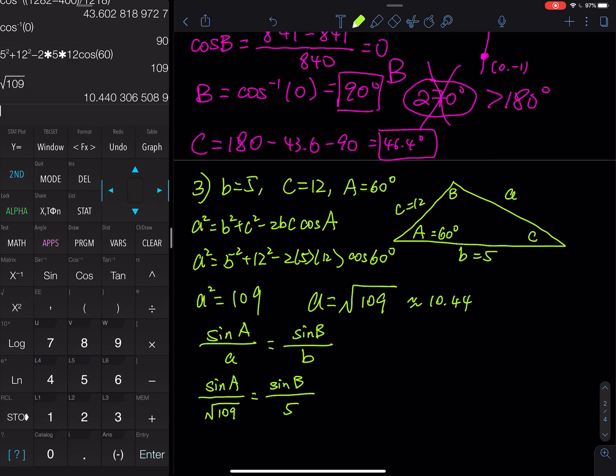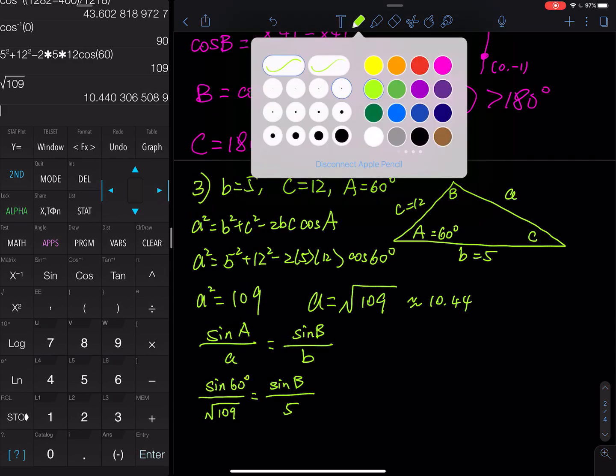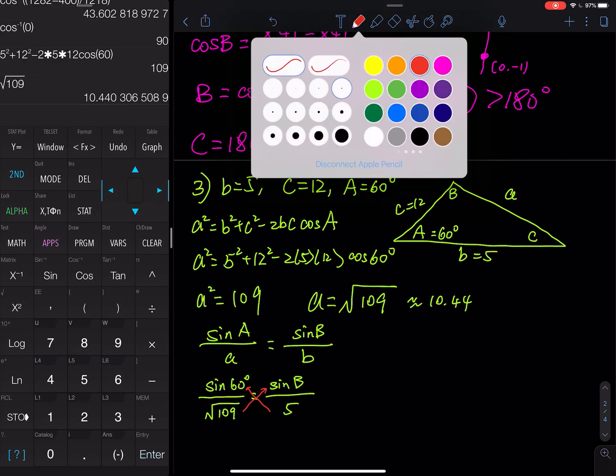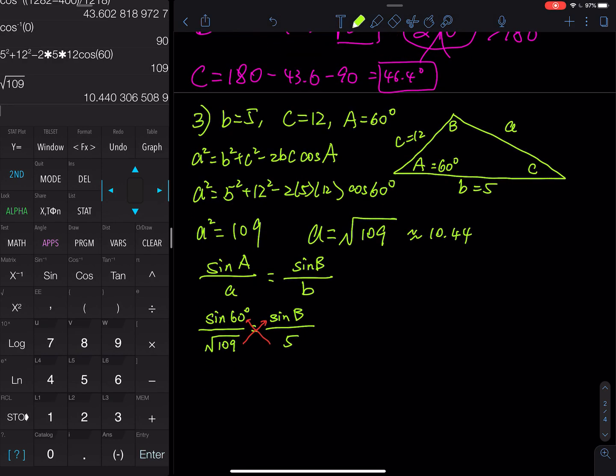Oh, I forgot to put the angle measurement, right? So this is supposed to be 60, and then you cross multiply. What is cross multiply? You do it like this. So we have 5 times sine of 60 degrees equals root 109 times sine B, and then sine B is equal to 5 times sine of 60 degrees divided by the square root of 109.